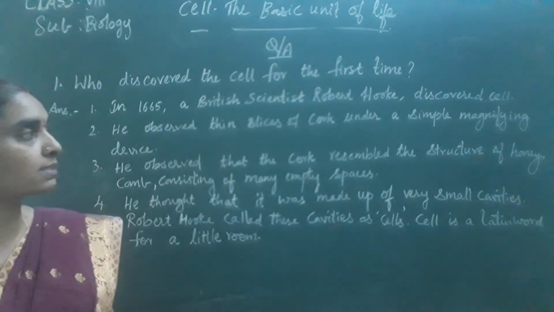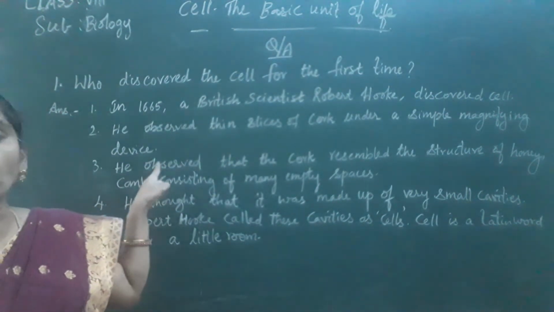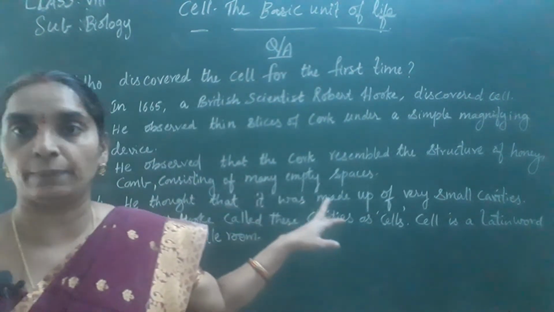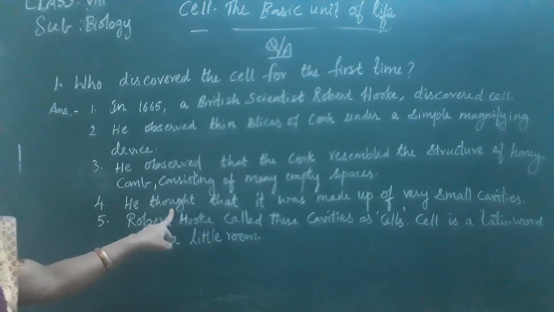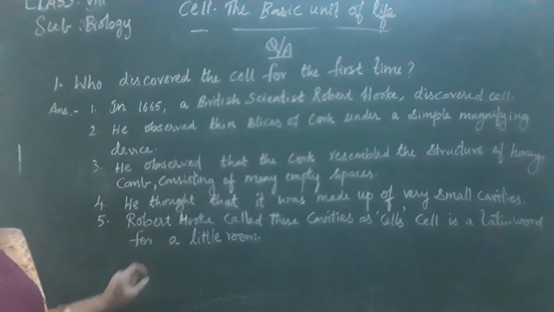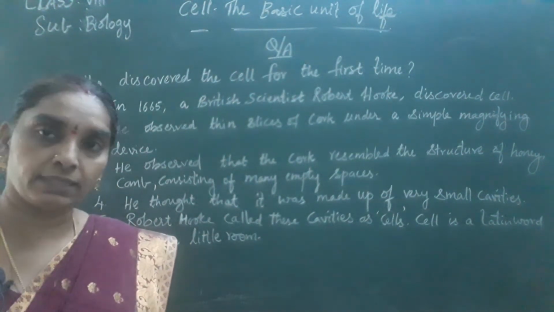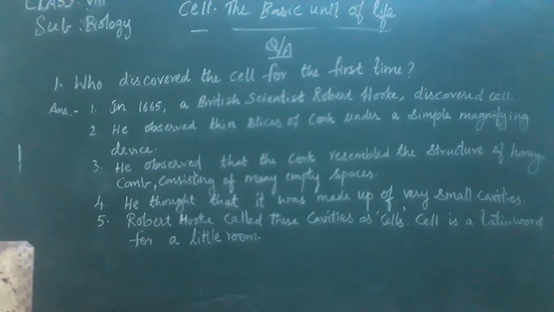He observed thin slices of cork under the simple magnifying device and observed that the cork resembled the shape of a honeycomb structure consisting of many empty spaces. It was made up of small cavities, and these cavities are called cells by Robert Hooke. Note this down, and next we'll proceed to the next question.